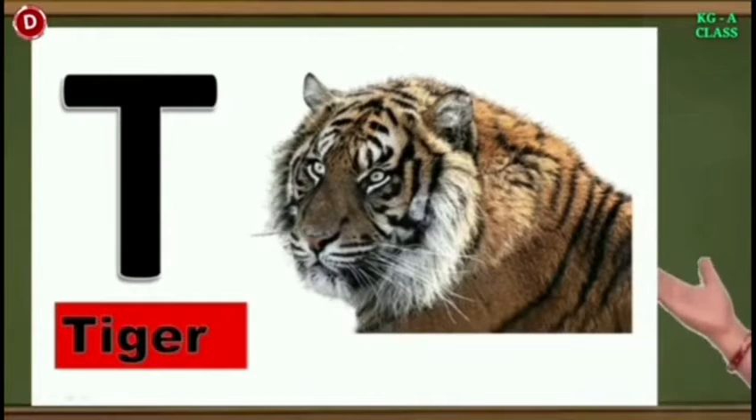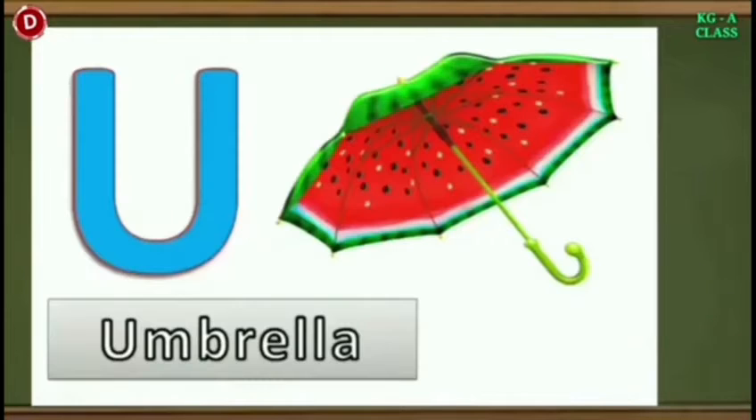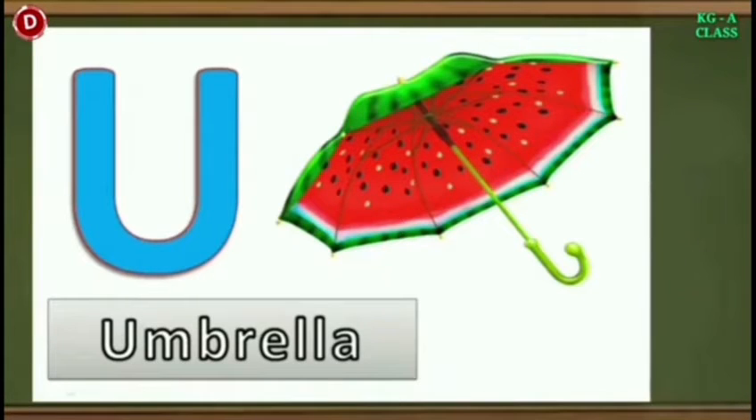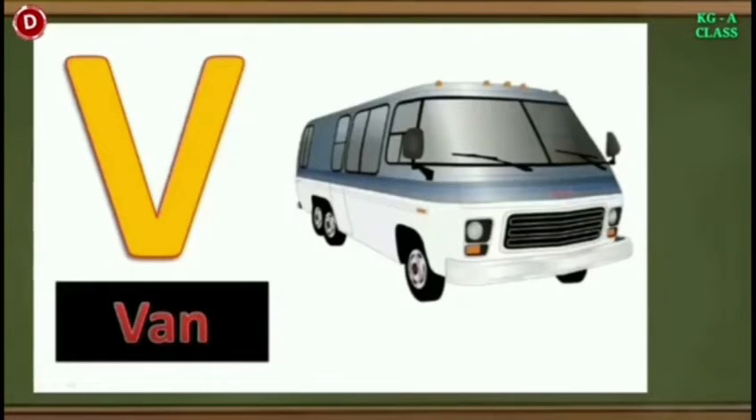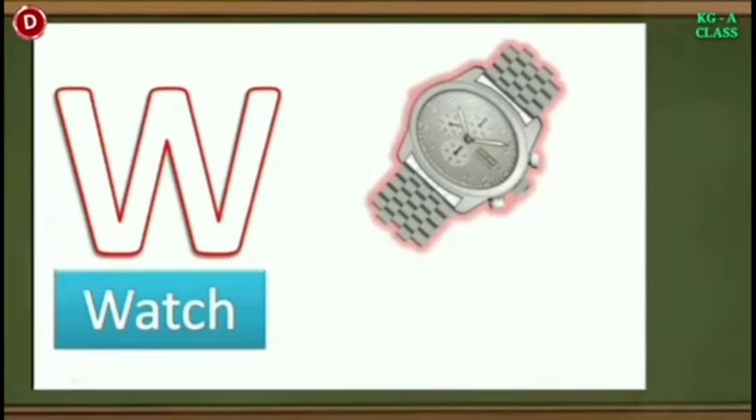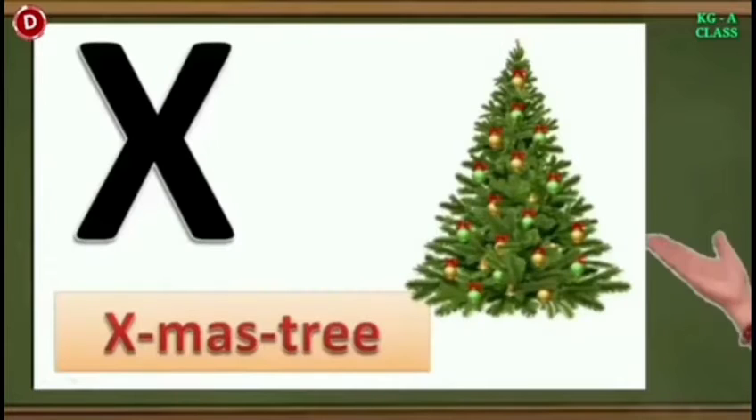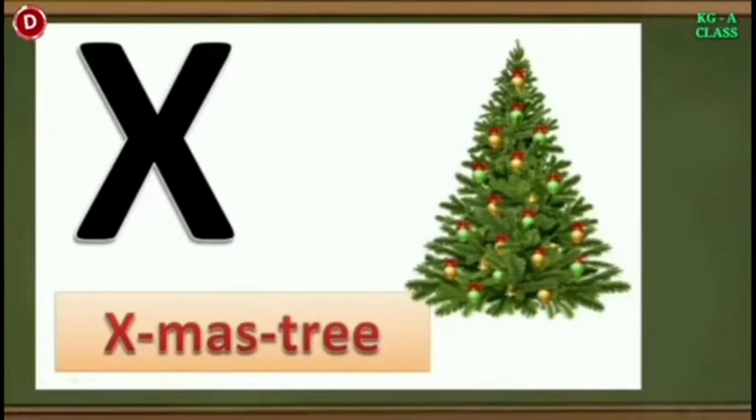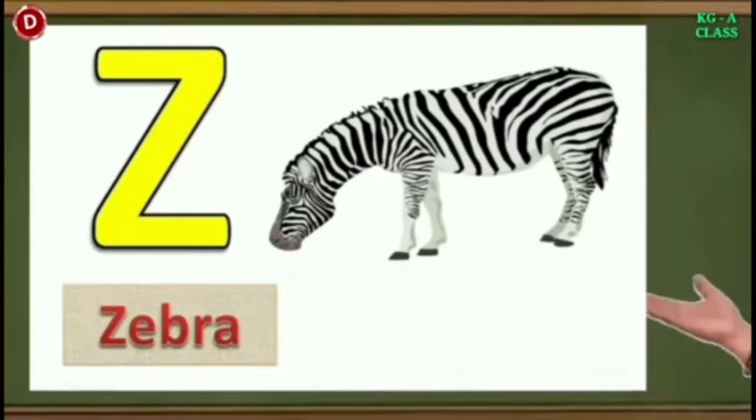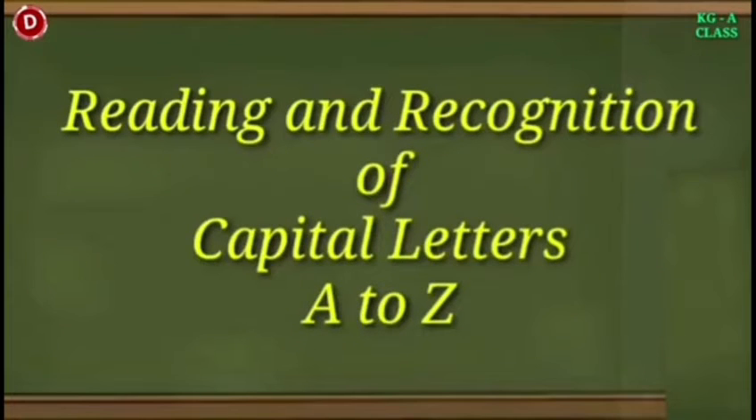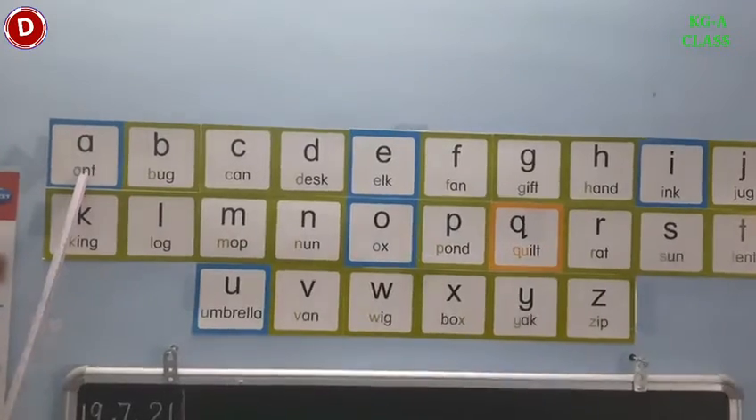Children, this is capital T. T for tiger. Now comes U. U for umbrella. The next letter is V. V for van. Now comes W. W for watch. Children, this is X. X for Xmas tree. Children, this is capital Y. Y for yak. And now comes the last letter. This is Z. Z for zebra. Children, in this way, you have to learn to read and recognize capital letters A to Z with the help of pictures.